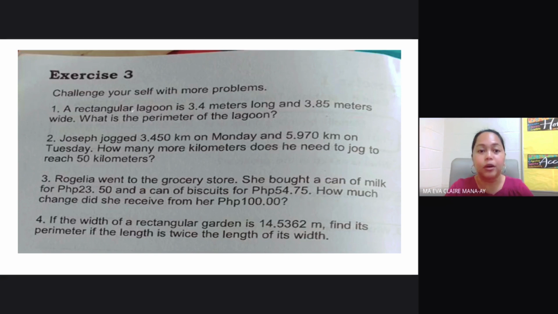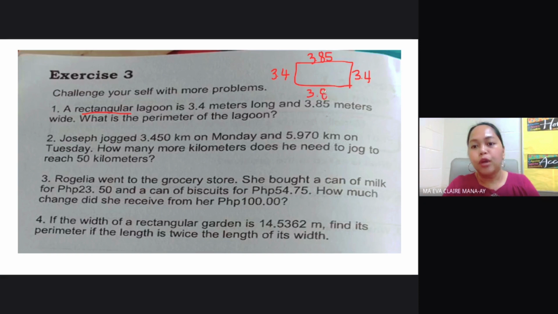Now, again, your lagoon here is rectangular, so that means it has the length and the width. Okay, so this should be your lagoon. Now the length is 3.4 meters. So that means if this side here is 3.4 meters, this other side should also be 3.4 meters. And the width is given as 3.85 meters. So if this side is 3.85 meters, the other side should also be the same. Okay?